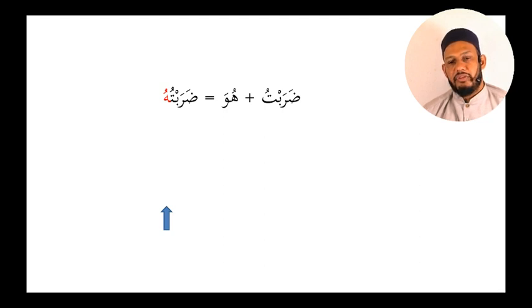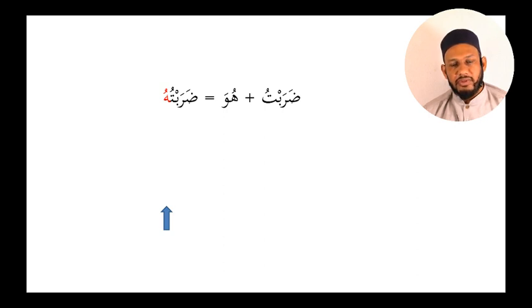Now instead of saying I hit the man or I hit the boy, I want to say I hit him. So he or him in Arabic is huwa. So darabtu plus huwa: darabtu means I hit, and huwa means him. Now instead of saying darabtu huwa, in Arabic I will say darabtuhu.